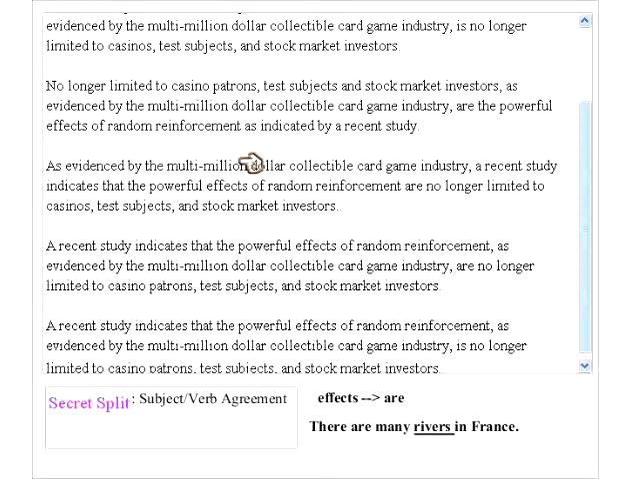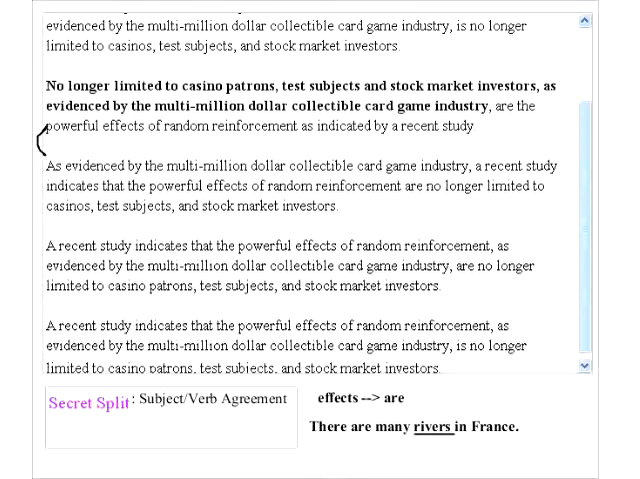Nobody's really sure. So I recommend you all watch Ron's session on initial modifiers, but take a look at how this starts. No longer limited to casino patrons, test subjects, and stock market investors as evidenced by the multi-million-dollar collectible card game industry, comma. Something needs to come after this, right? Yeah, a noun. Very good, JC. We need to get a noun after this comma because this is a modifier. Something in the universe is no longer limited to casino patrons, test subjects, and stock market investors, right? And we need to get what it is right after that comma. This is a rule of modifiers, okay?